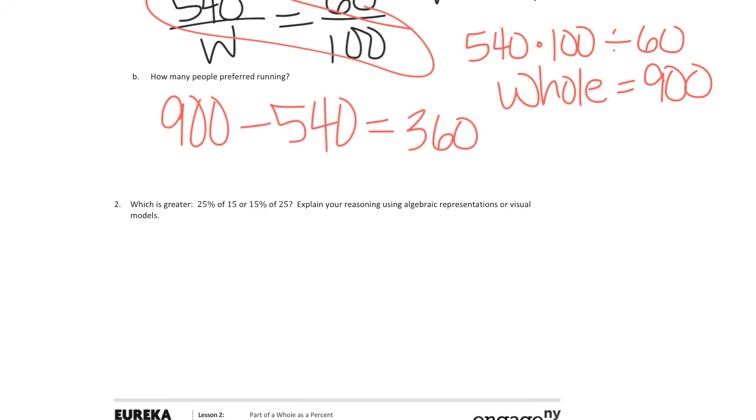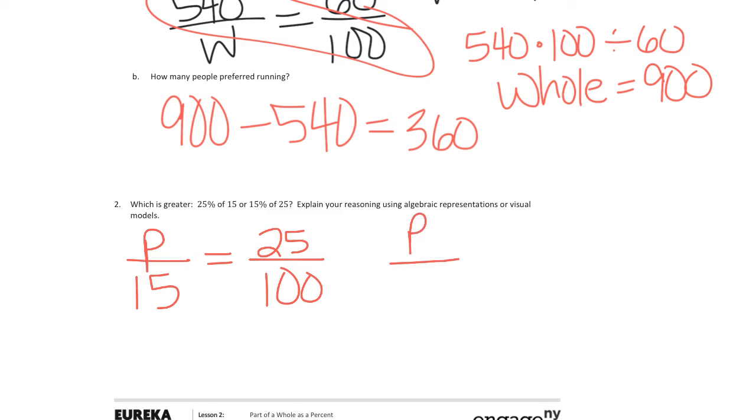Next one, it says, which is greater, 25% of 15 or 15% of 25? Okay, so using our formula, 25% of 15, so 15 is the whole, and I don't know the part. Okay, and on the other one, I don't know the part. It's out of 25, and it's 15%.